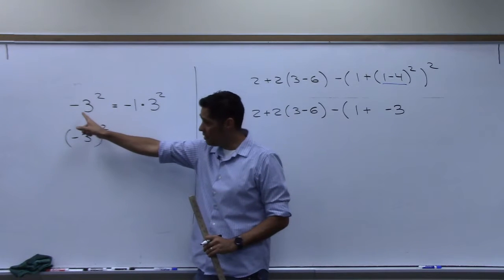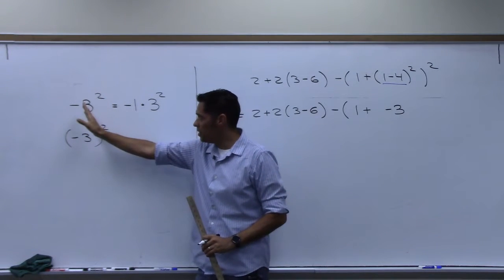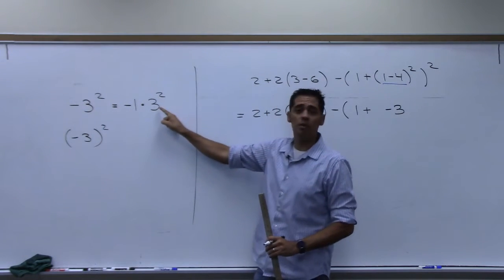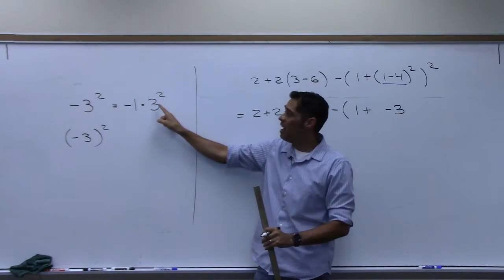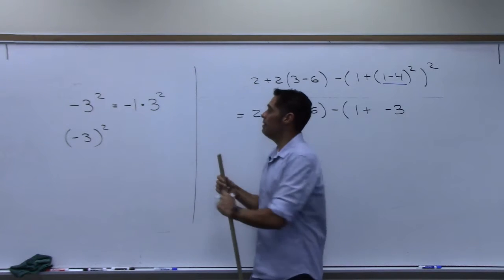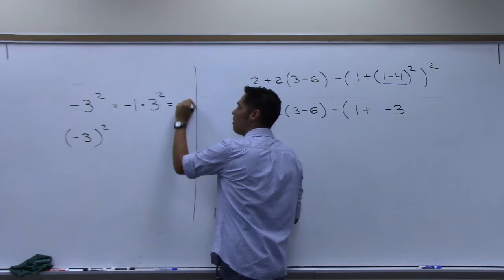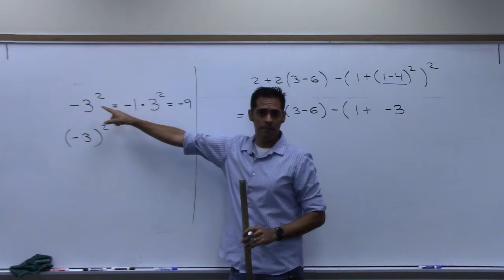So without parentheses, you would square the 3 first. 3 times 3 is 9. Times -1 is -9. That is the correct answer to this one.